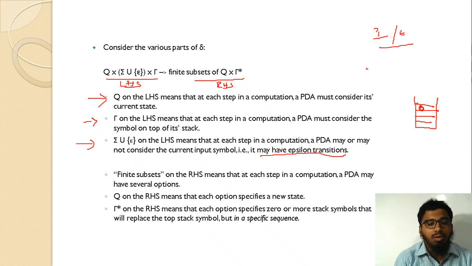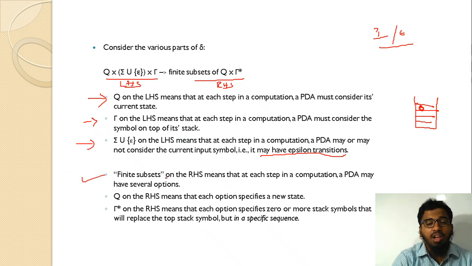Okay. So on the left-hand side, what is the first one? Q is the current state. And what is tau? Tau is the top of the stack, whatever symbol is available at the top of the stack will be considered. Next one is sigma union epsilon. It means sometimes the PDA may or may not consider the current input, that is, it may have an epsilon. So sometimes we can go with the input, and sometimes we will have an epsilon.